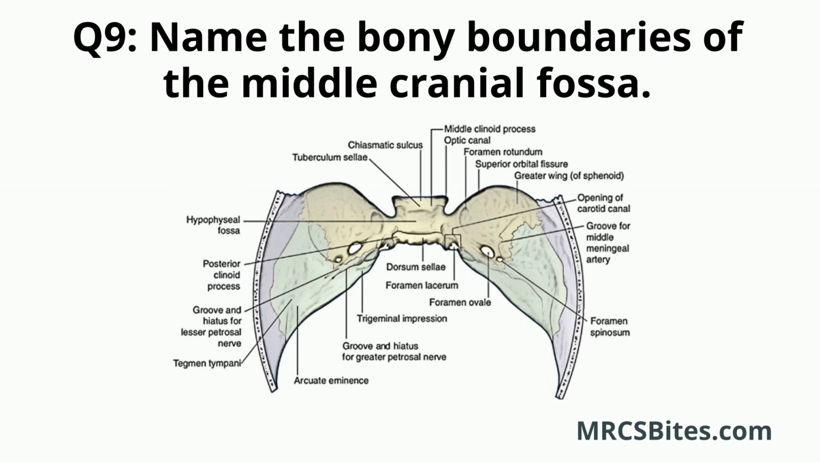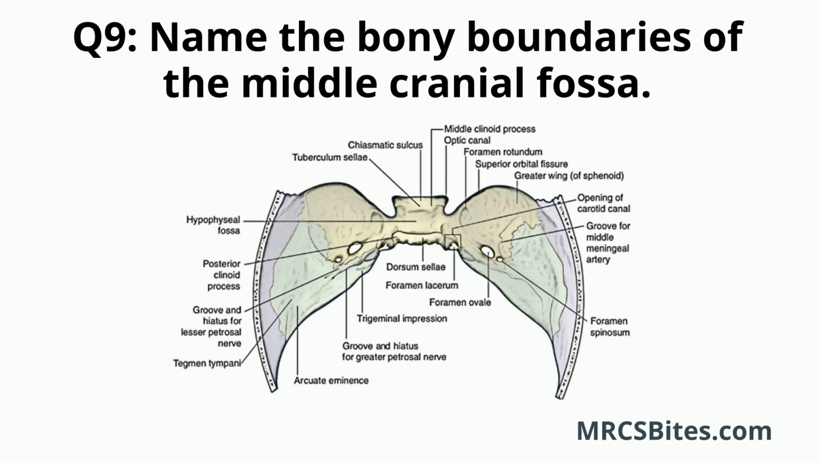The main bony boundaries are, for anterior boundary, lesser wings of the sphenoid bone separate the anterior cranial fossa from the middle cranial fossa. Anterior clinoid processes also form the anterior boundary of the middle cranial fossa. For posterior boundary, petrous ridge of the temporal bones forms a sharp ridge that separates the middle cranial fossa from the posterior cranial fossa. Dorsum sellae of the sphenoid bone also forms the posterior boundary, located posterior to the sella turcica.